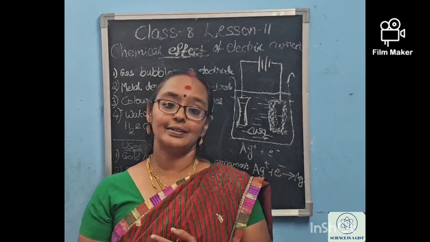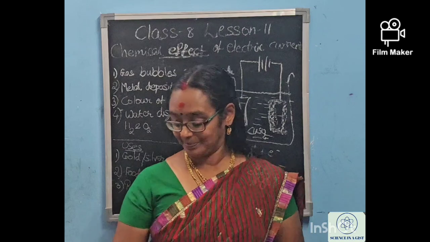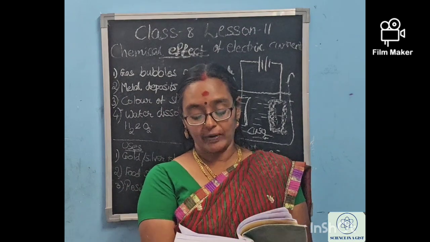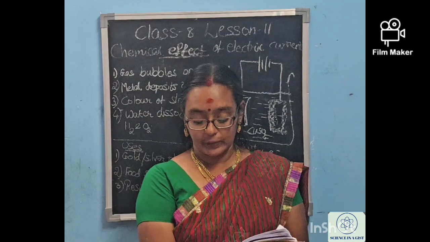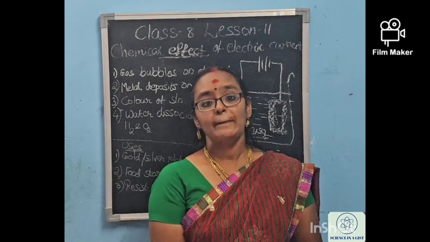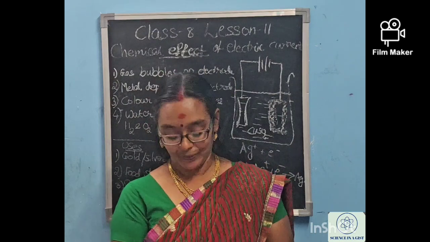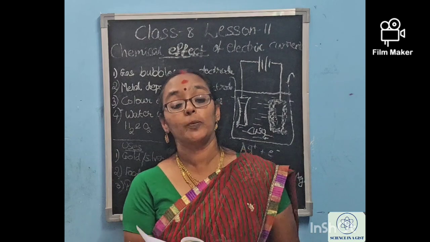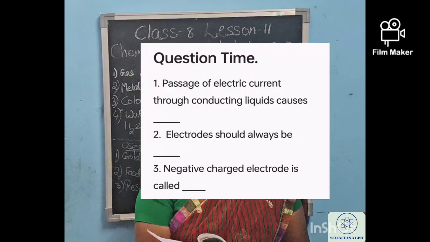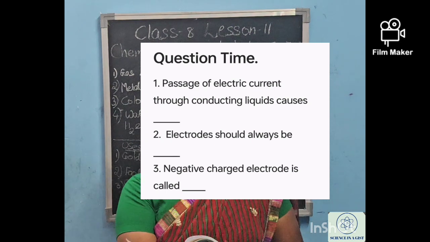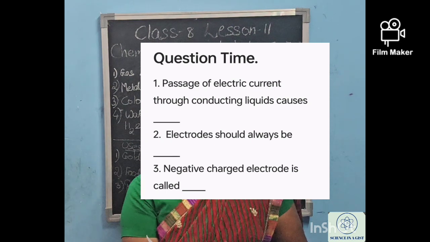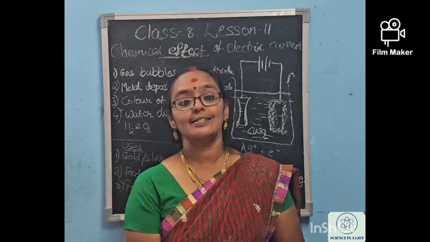Now I am concluding the lesson, and this is the question time. First question is, passage of electric current through the conducting liquid causes dash. Passage of the electric current through the conducting liquid causes what? Second one is, electrodes should be made of dash. Third question, negatively charged electrode is said to be dash. Okay. These are the questions.